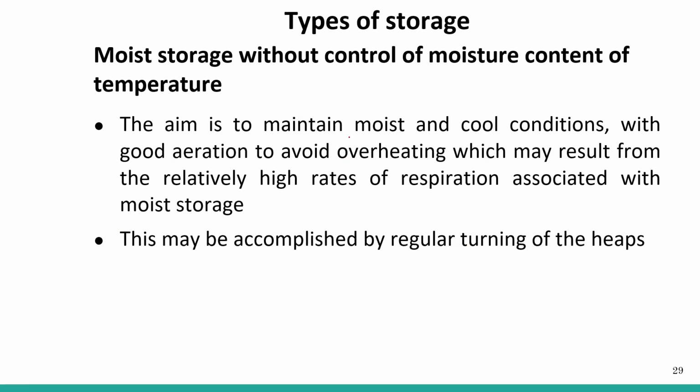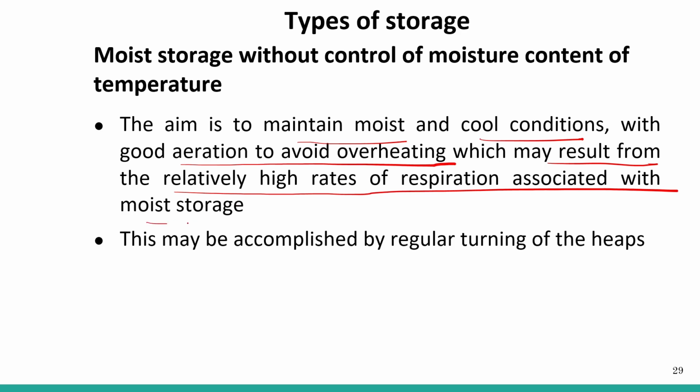The aim is to maintain a moist and cool condition with good aeration to avoid overheating, which may result from the relatively high rates of respiration associated with moist storage. This may be accomplished by the regular turning of the heaps. So you should uncover the heaps and regularly turn them over, so that moist, cool conditions can be available for the seeds.